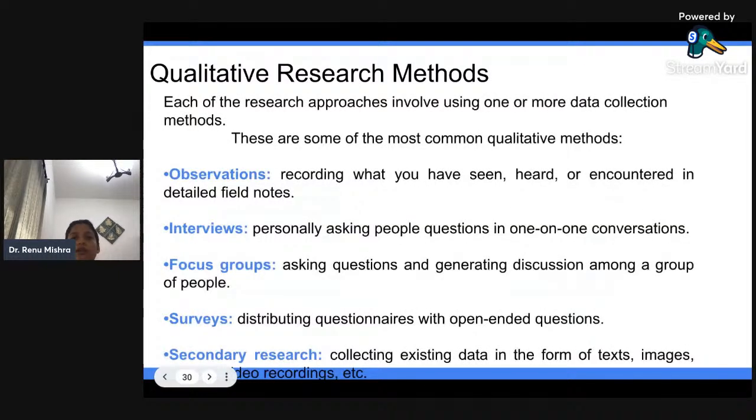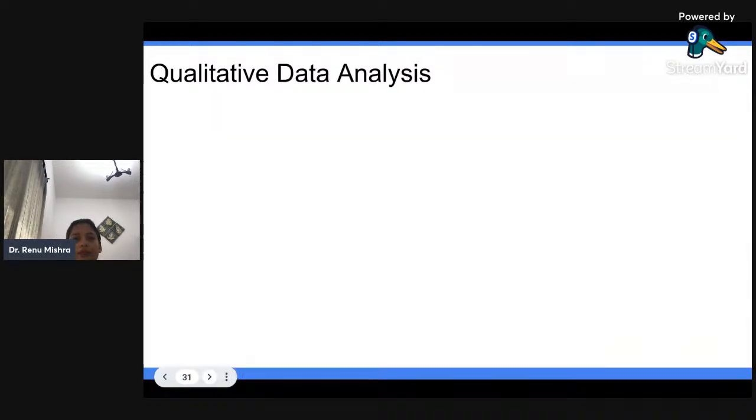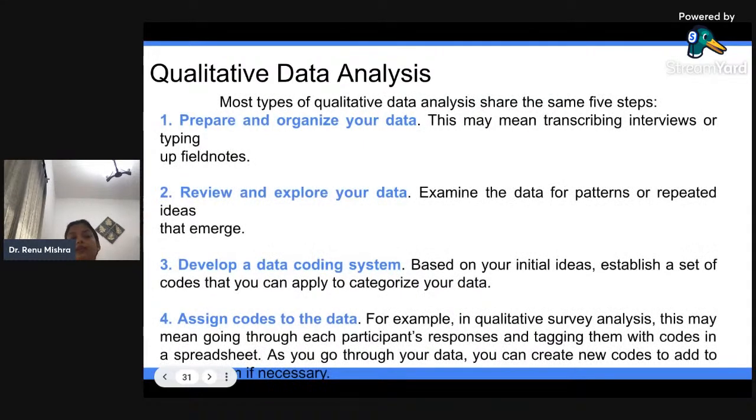Now comes qualitative research methods. These are the qualitative research methods which we have already discussed: observations, interviews, which you all know, focus groups I have discussed, and surveys also I have told you. Now comes qualitative data analysis, how you can do that.